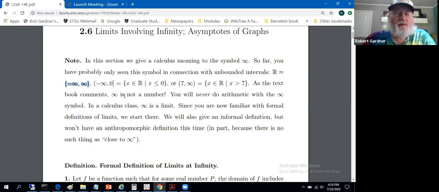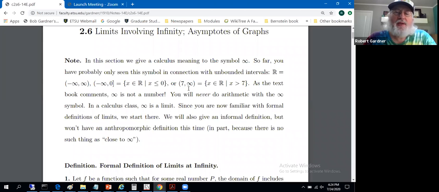Infinity, as the text says, infinity is not a number. We won't do arithmetic with infinity. There's not an infinity place, even though I might read this as the set of all real numbers from 7 to infinity. There is no "to infinity." Buzz Lightyear has misled you. There is no "ad infinity."